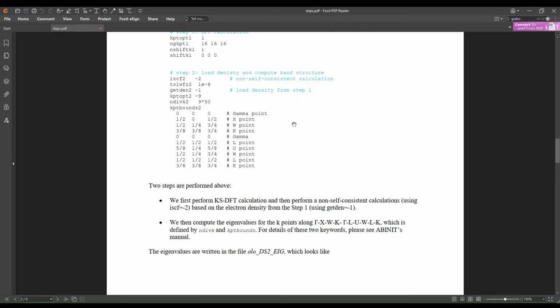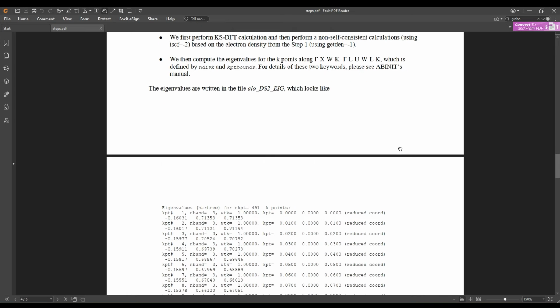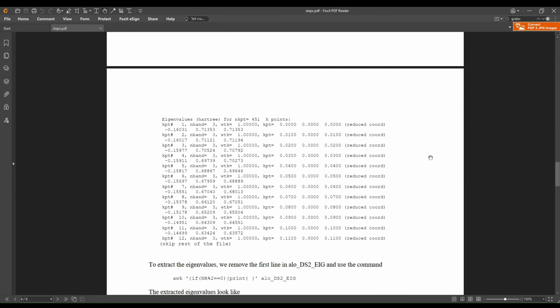After defining all the line segments with the key point bounds parameter, we run this calculation, and the eigenvalues of all the bands along those line segments will be outputted in this file. Here I give you the first several lines of this eigenvalue file. You can see that it lists the key point index and tells you how many bands we have in the calculation.